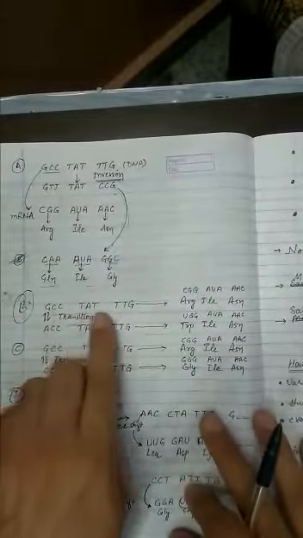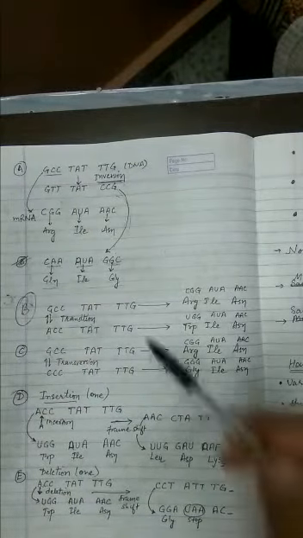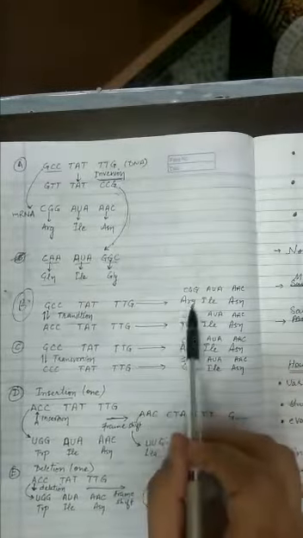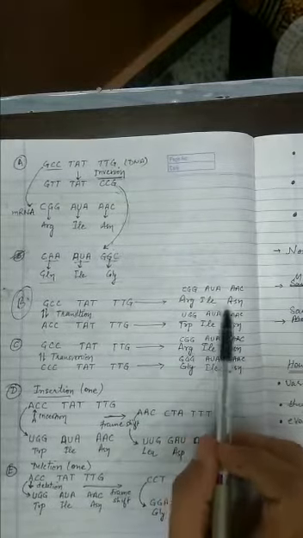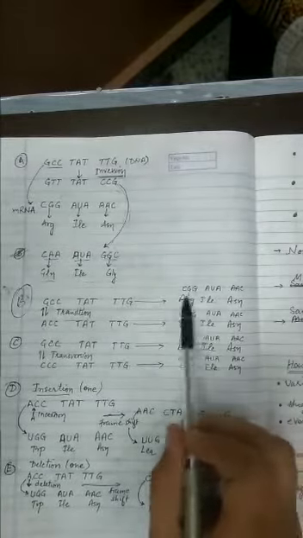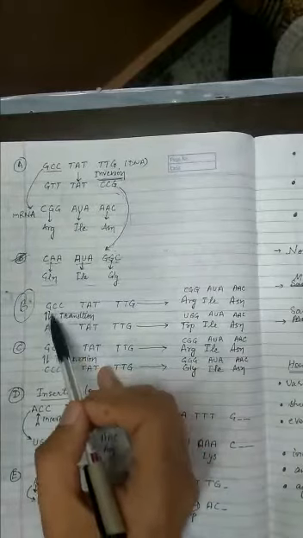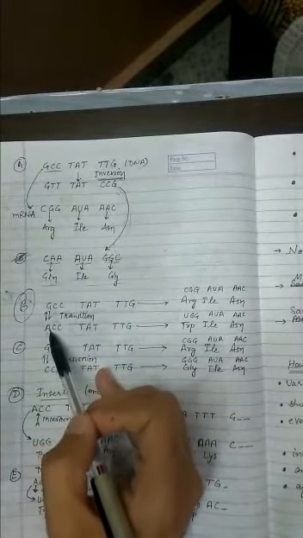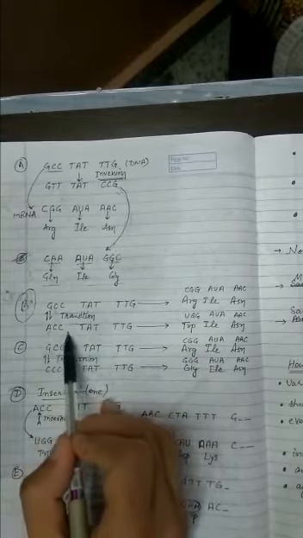Imagine the sequence of the DNA is the same again, GCC, TAT, TTG. So the mRNA formed should have been this. Arginine should have come, leucine should have come, asparagine should have come, because this would be the reading on the mRNA. But if transition occurs, now what is the transition? G is replaced by A, purine replaced by purine. Now this is the new DNA.